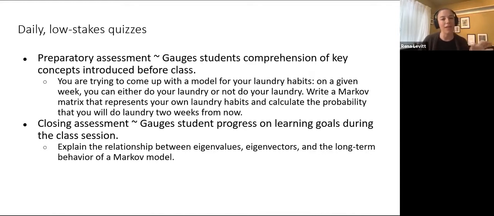So I want to see, have they made progress towards learning goals during that class section? This is similar to the idea of a 1-minute paper that Abbe mentioned previously, but I'm actually going to ask them to do a problem usually. So for example, I might ask them to explain the relationships between eigenvalues, eigenvectors, and the long-term behavior of a Markov model. So I try to get into more of a comprehension of the ideas there. After class, if I have time at the end of class, I'll review this answer as well.